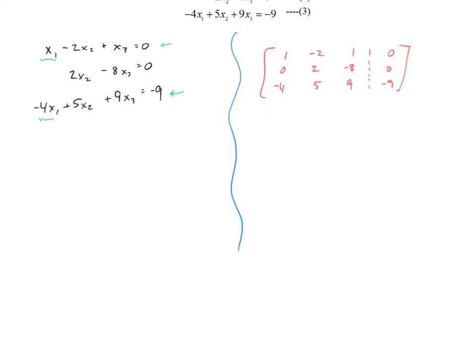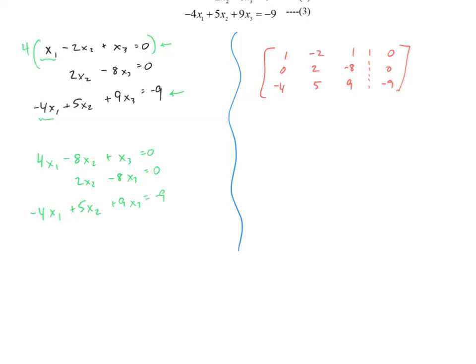Okay, so I want to take that top equation and multiply it by 4, by positive 4, and that's going to help my x1s to eliminate. All right, so let's see what that looks like. We're going to have 4x1 minus 8x2 plus x3 equals 0. I'll rewrite my middle, 2x2 minus 8x3 equals 0. And then the bottom equation, negative 4x1 plus 5x2 plus 9x3 equals negative 9.